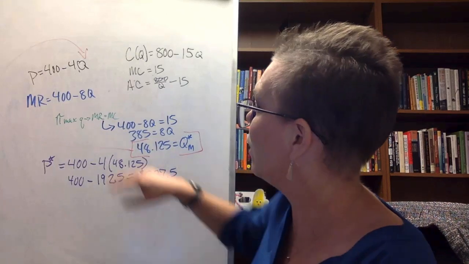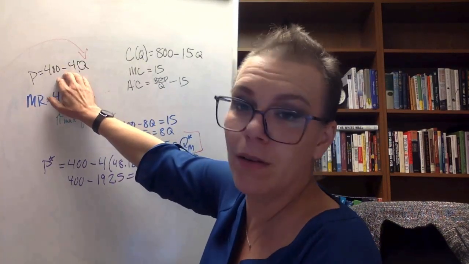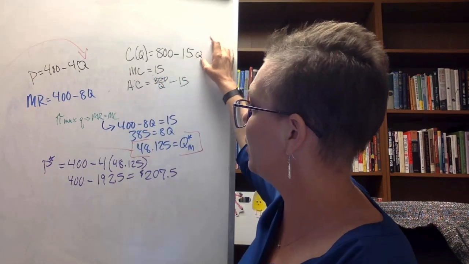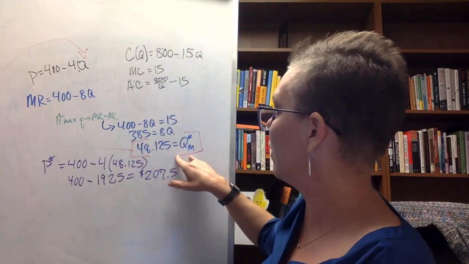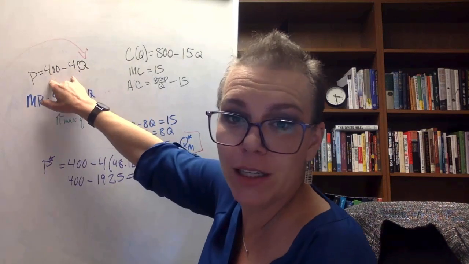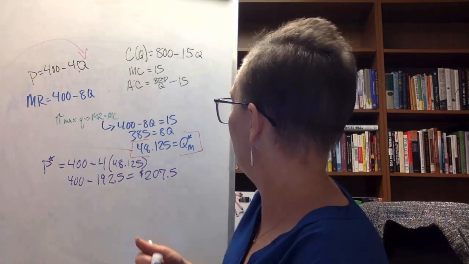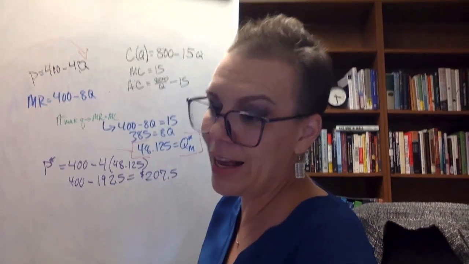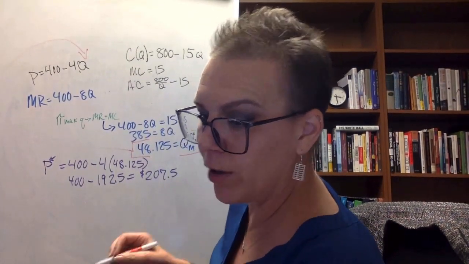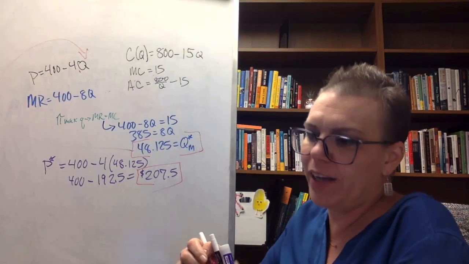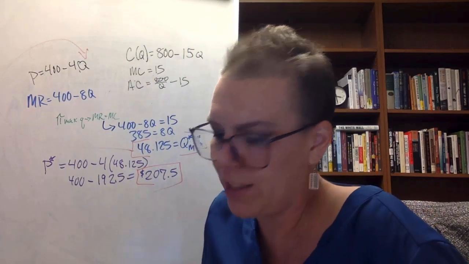So marginal revenue comes from the inverse demand function. Marginal cost comes from the cost function. Set them equal to get Q star. Insert Q star back into market demand to get our price. And then the last part is if regulators were to set the price to a competitive equilibrium, what price would it be?